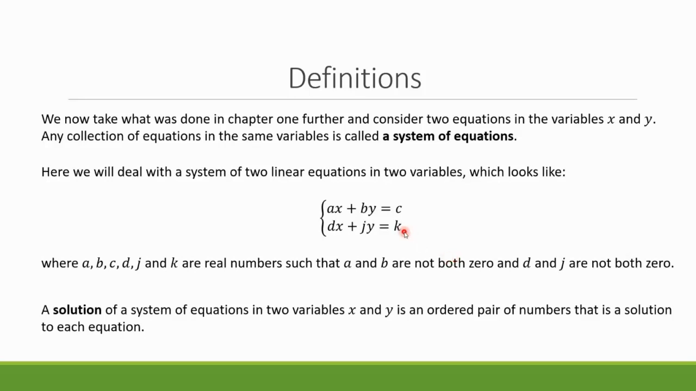So a solution to a system of equations in two variables, x and y, is an ordered pair of numbers that is a solution to both equations.